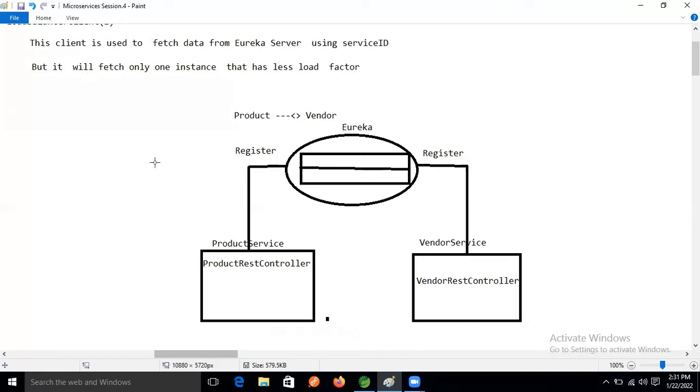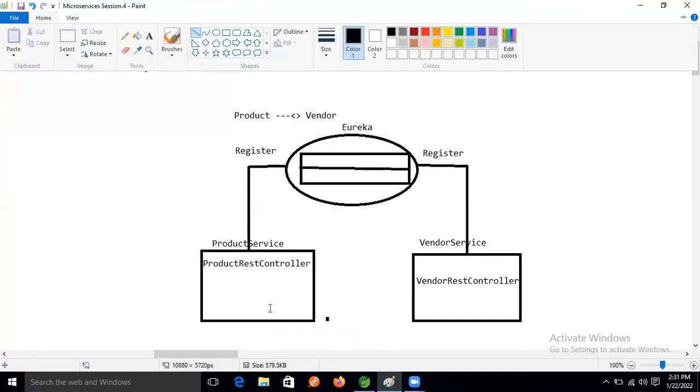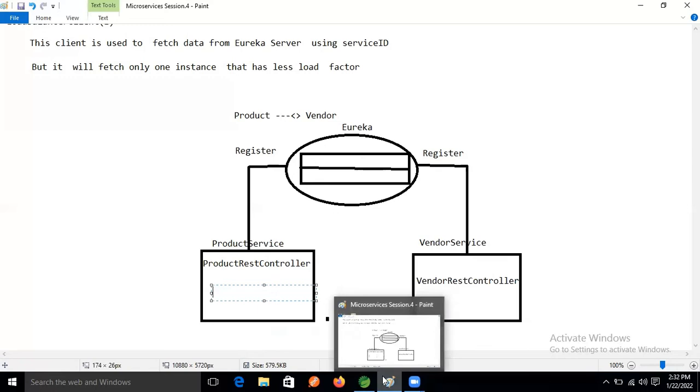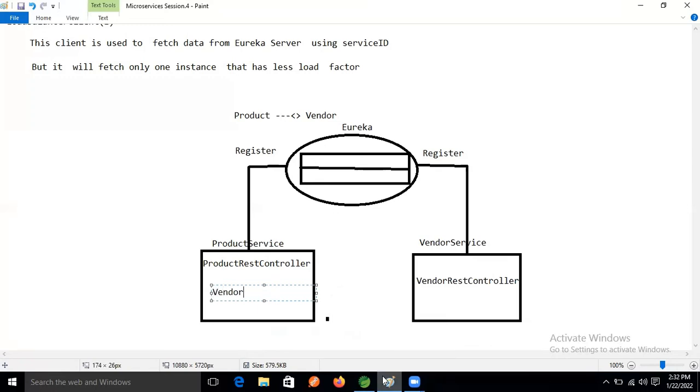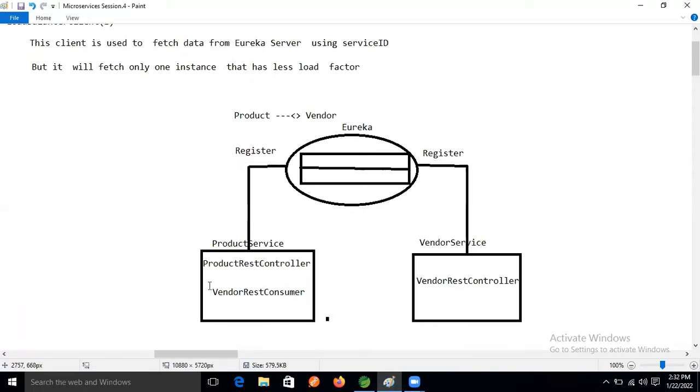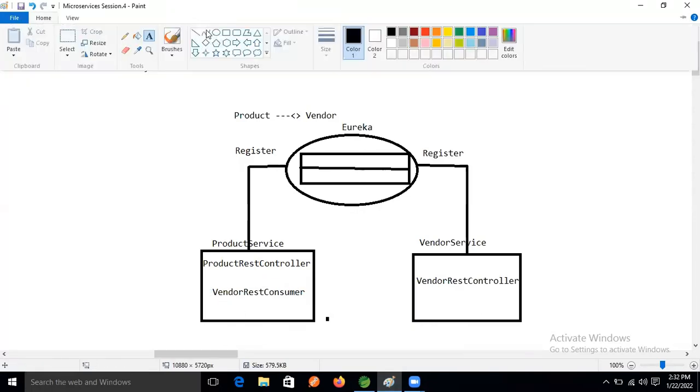Okay, so we will write one class inside this: the vendor REST consumer. In this REST consumer we will write our load balancing coding.